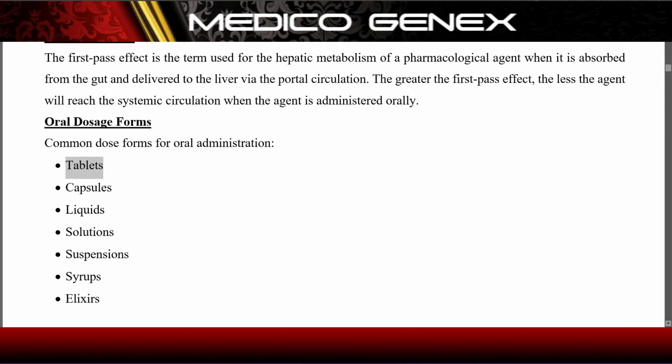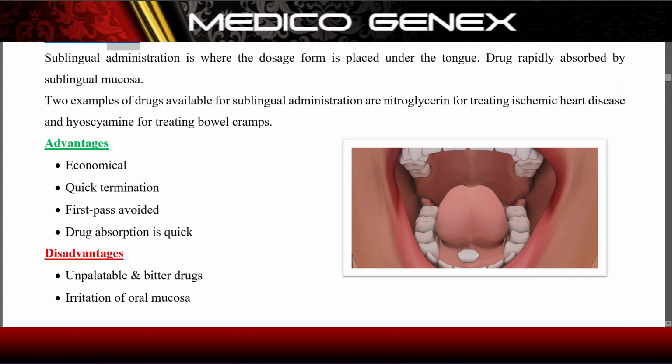Tablets. Capsules. Liquids. Solutions. Suspensions. Syrups. Elixirs. Sublingual route. Sublingual administration is where the dosage form is placed under the tongue. Drug rapidly absorbed by sublingual mucosa. Two examples of drugs available for sublingual administration are nitroglycerin for treating ischemic heart disease and hyoscyamine for treating bowel cramps.